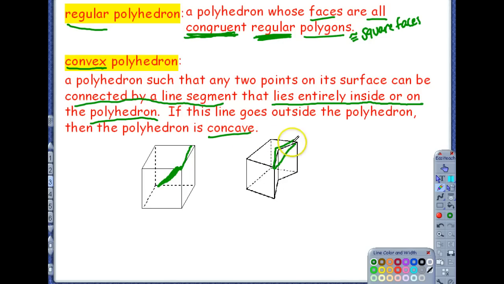If you realize that you could make a segment connecting points and it's outside of the figure, that would be concave. And guys, typically polyhedrons are made of polygons. So if you see one of its faces is a concave polygon, then that means it's going to be a concave polyhedron. So most of what we're going to deal with are going to be convex polyhedrons, where they're not going to be caving in.